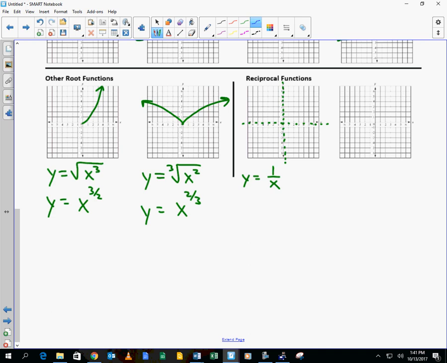Let's plug in some values, okay? If I plug in -6, what is 1 over -6? Yeah, that's a number that's really close to 0, just negative, right? What if you plug in -2? You get -1/2, right? What if you plug in -1?